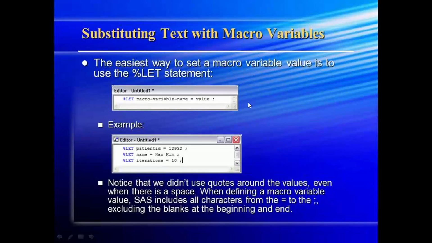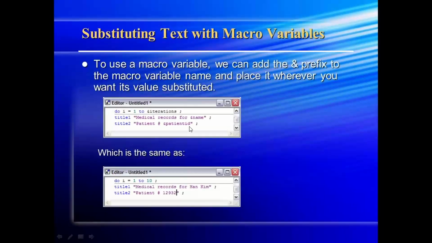So let's see how we can implement this. We are writing a basic loop: do i equals 1 to &iterations. What is that? Instead of writing do i equals 1 to 10, which I wanted to write, I'm going to write do i equals 1 to &iterations. So what is the value of iterations stored there? It's 10.